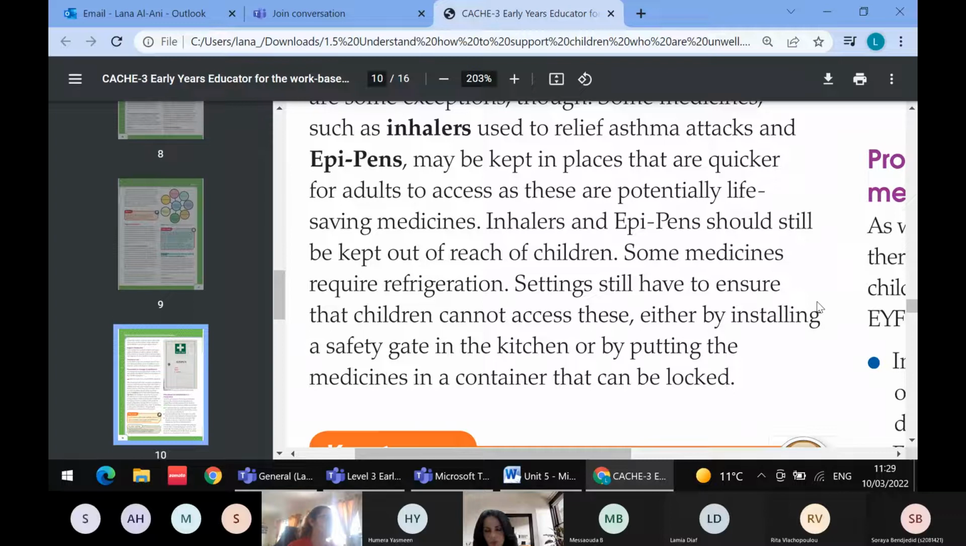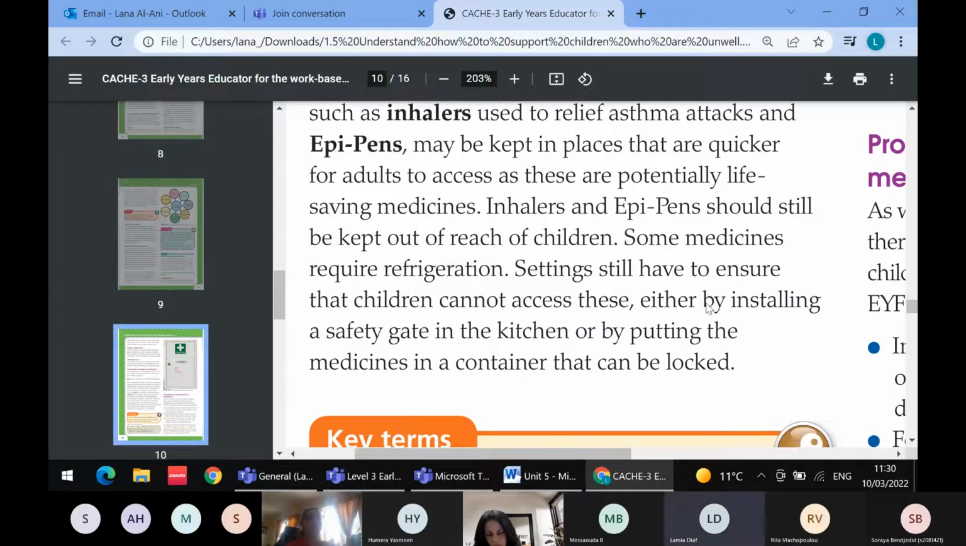And also we should keep them away from the reach of the children. Some medication might need refrigeration, so I might need to keep it in the refrigerator, in the fridge. And also the setting might have to ensure that the children at all times have no access to any of these medications. We can install a safety gate in the kitchen, so the children will not be able to get into the kitchen. Everything is locked in. Yes.